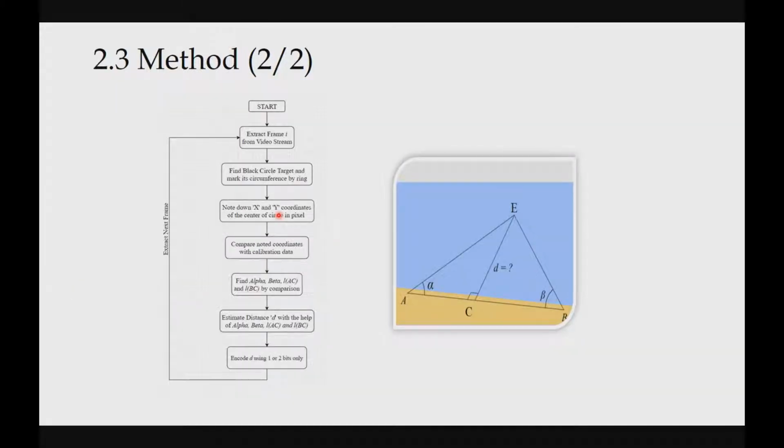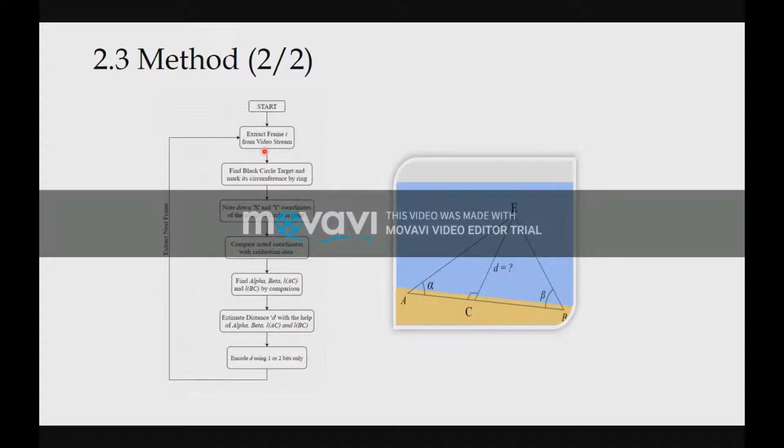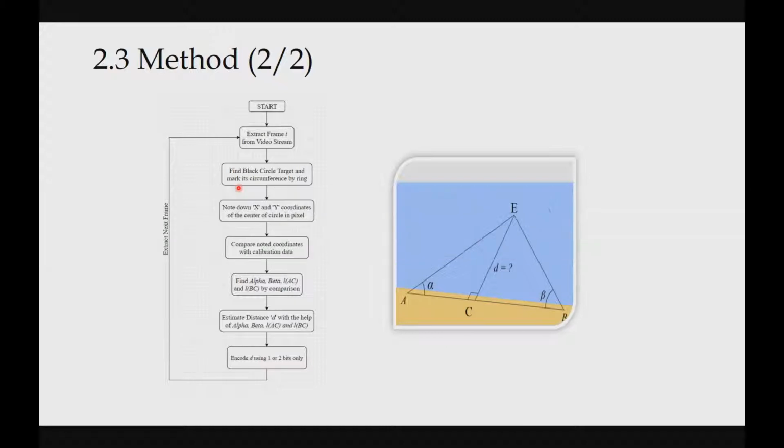This is the flowchart of the algorithm. The program starts by loading both the videos. Then it extracts one frame from the left video. That frame is a picture. Then it finds the black circle in the frame, which is our target, and marks the circumference of the circle by a colored ring. After that, it notes down the x coordinate and y coordinate of the center of the circle in pixel values.